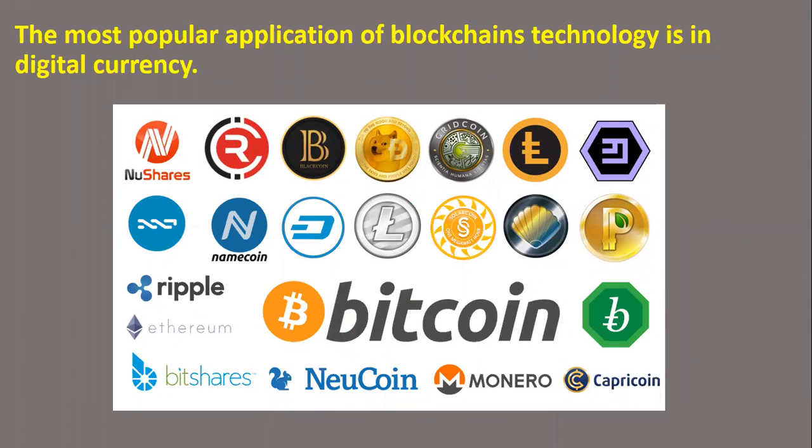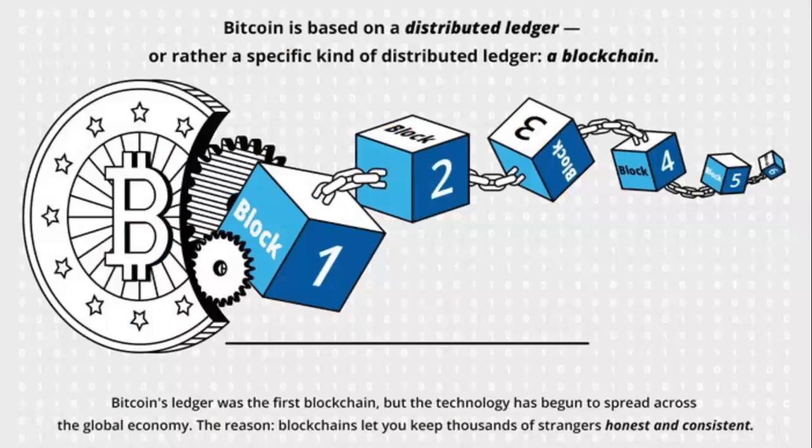These are the most popular applications of blockchain technology. Most famous today is Bitcoin. It is based on a distributed ledger, or rather a specific kind of distributed ledger called blockchain. Bitcoin is the first place where this blockchain technology has been used, but now it is being spread across the globe because it lets you keep thousands of strangers honest and consistent.